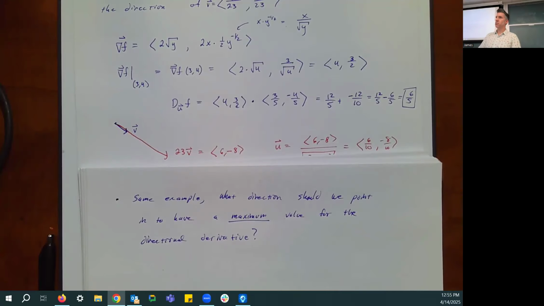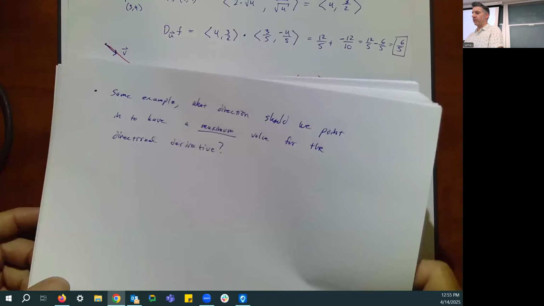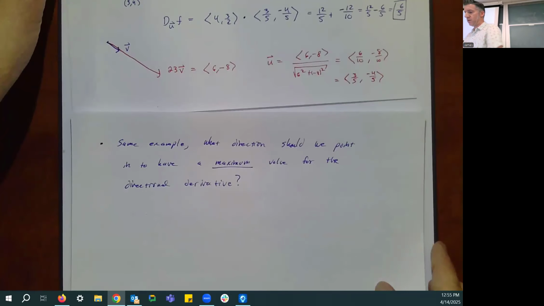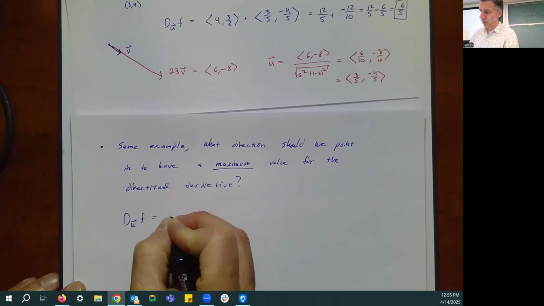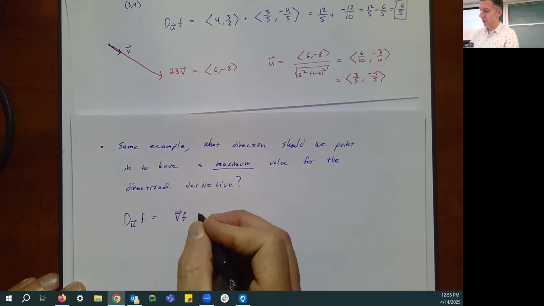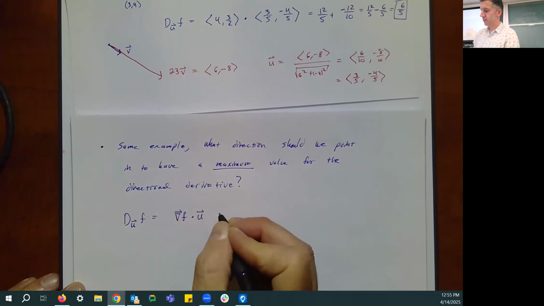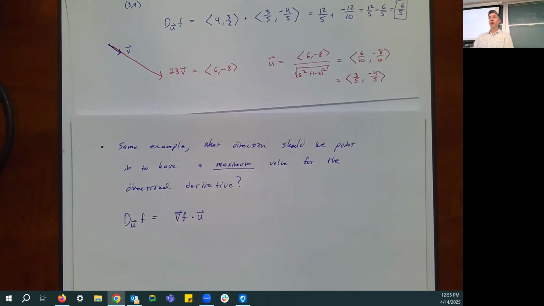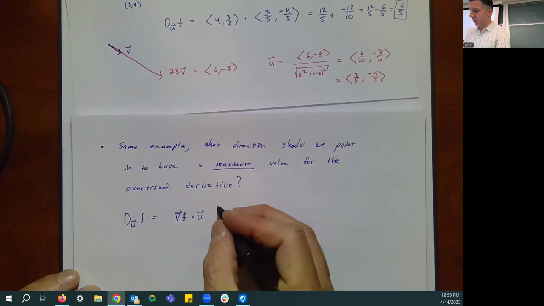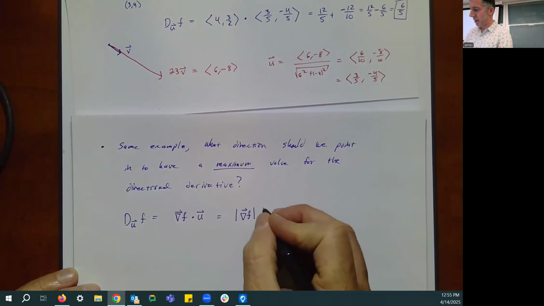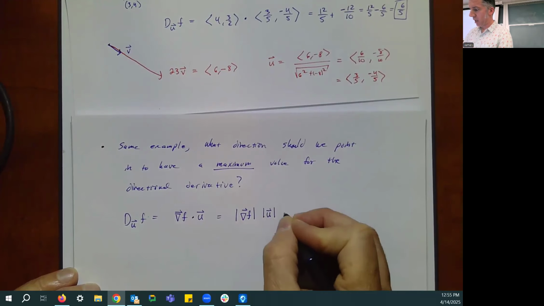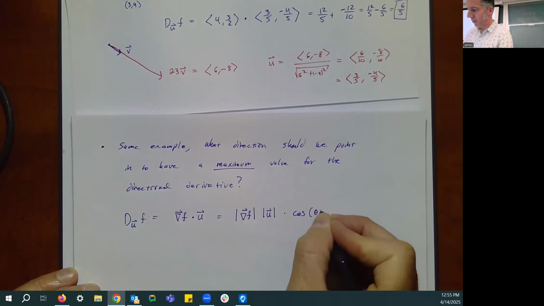Good question. Well, to answer this question, let's go back and look at how we define the directional derivative in the first place. I'll remind you, our directional derivative is equal to the gradient of f dotted with the vector u, where u is a unit vector. And one way you could find this, if you knew the angle between the two vectors, would be that it's just the magnitude of the gradient times the magnitude of the vector u times cosine of the angle between them.